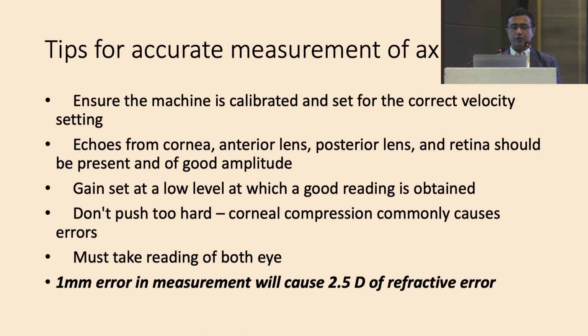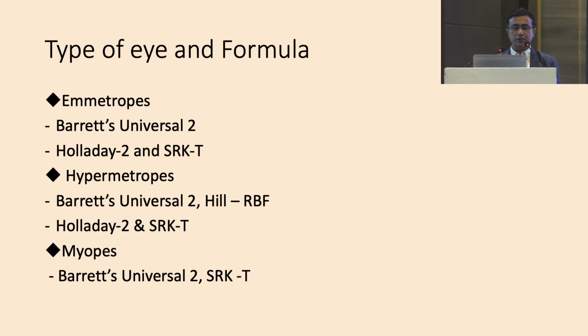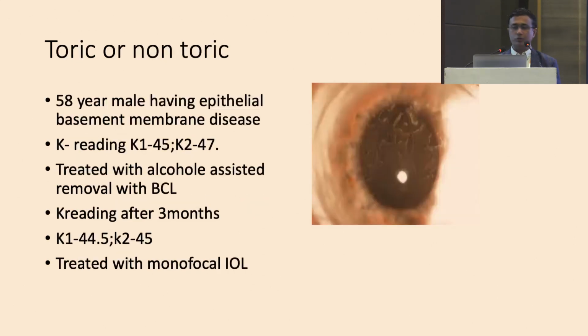Now tips for accurate measurement of the axial length: ensure that the machine is calibrated well. Echoes from the cornea, anterior lens and posterior lens surface should be perfect, and you should not push onto the cornea, particularly if you are using the applanation biometer, because it can cause error post-operatively. These are the various formulas which can be used in various eyes. If you have hypermetropic eyes, you can use Barrett Universal 2 or Hill RBF formula, but the most accurate one is the Barrett Universal 2 formula.